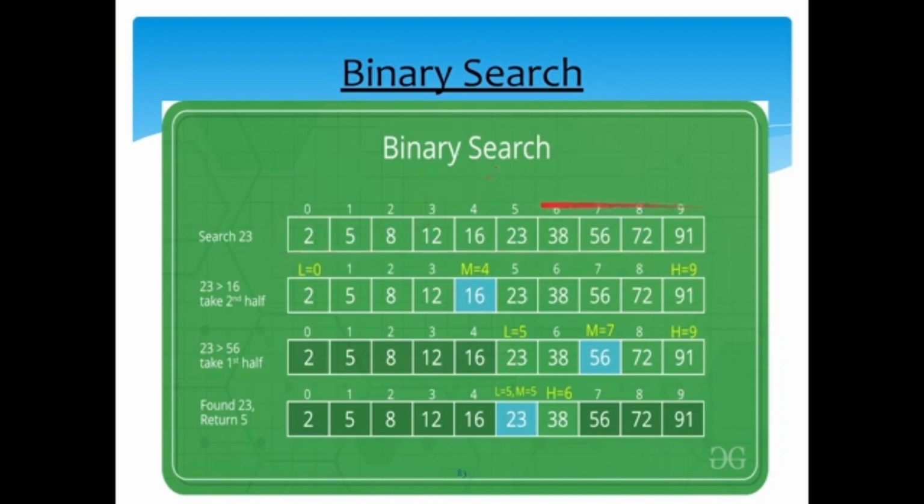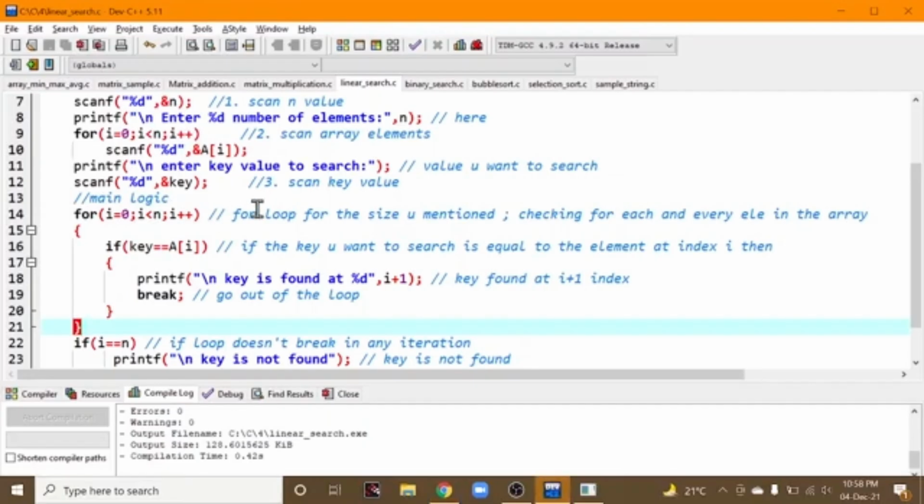You can check there is a set of elements given: 2, 5, 8, 12, 16, 23, 38, 56, 72, 91, etc. Here the condition is search 23. So 23 is actually here. What we are doing is taking three things: L, H, and M. We calculate L plus H by 2 and take the M value, and based on that M value we get to know where you need to search, first half or second half. Let us learn it using the code so that it becomes simpler.